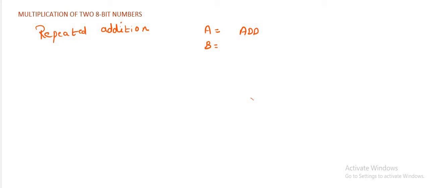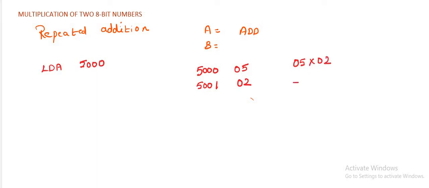LDA 5000. This is the memory location. In memory location 5000 there is one data, 05. Then in 5001 another data, 02. So we are multiplying 05 into 02. The answer is 10.